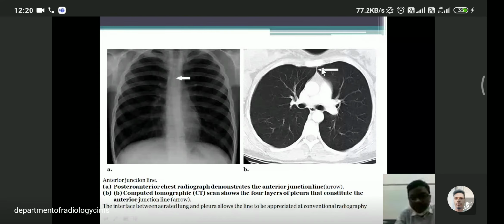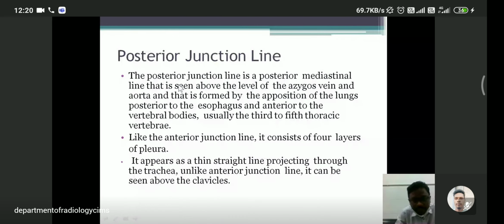It will be disrupted in the mass present in the anterior mediastinum. Same as the anterior junctional line, there is also a posterior junctional line that will form by the opposition of the lungs and also contain the 4 layers of the pleura.